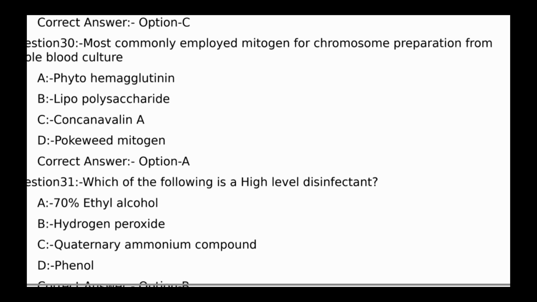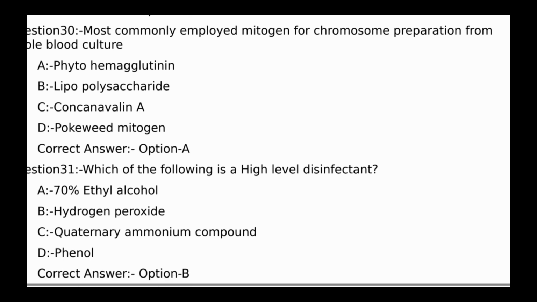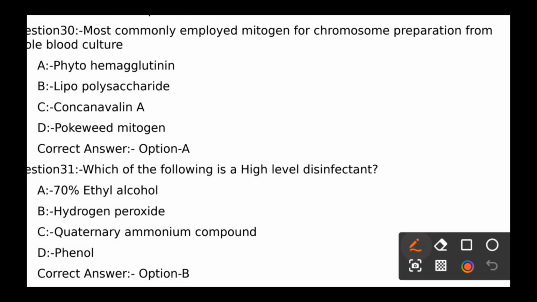Next question. Most commonly employed mitogen for chromosome preparation from whole blood culture. Option A phytohemagglutinin, option B lipopolysaccharide, option C concanavalin A, option D pokeweed mitogen. Which mitogen is used for chromosome preparation from whole blood? The right answer is option A phytohemagglutinin.